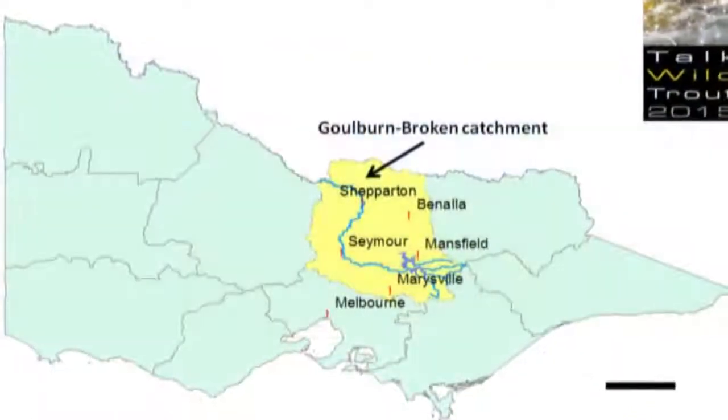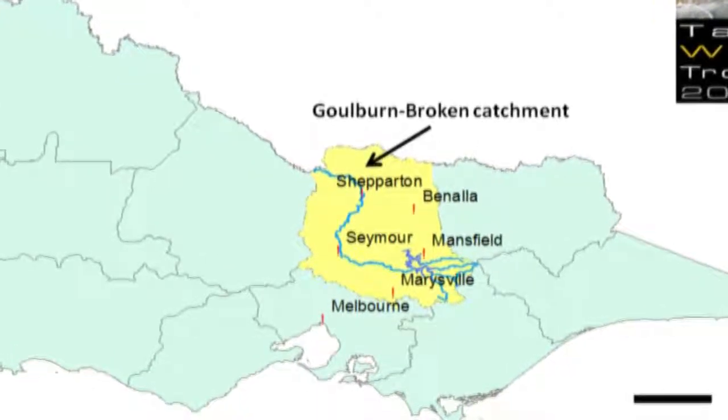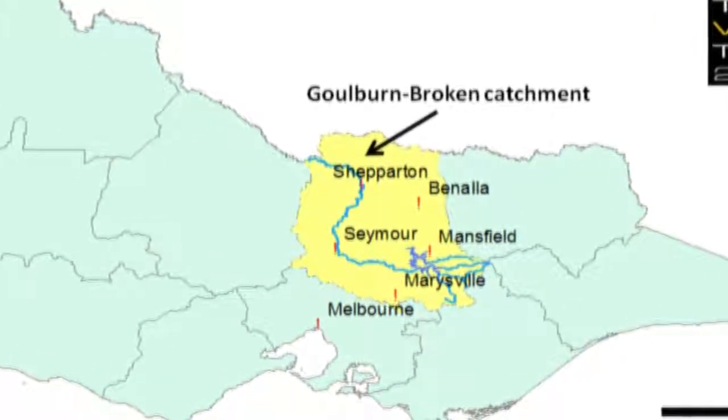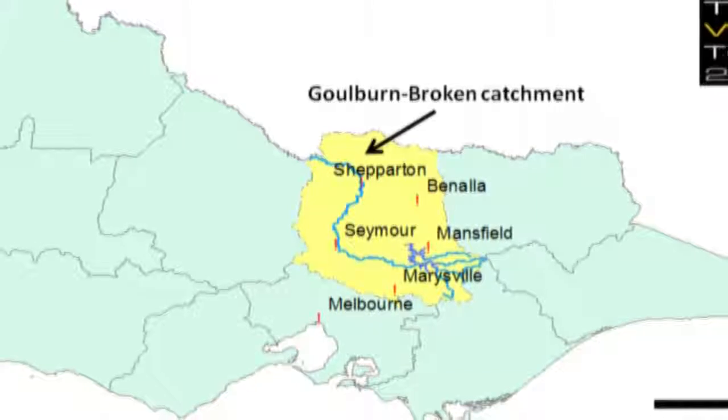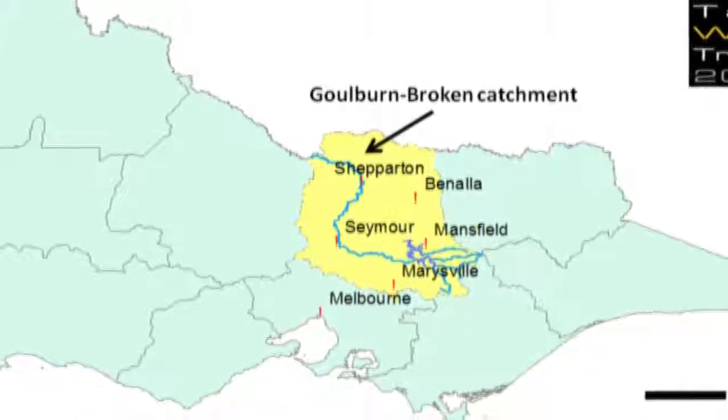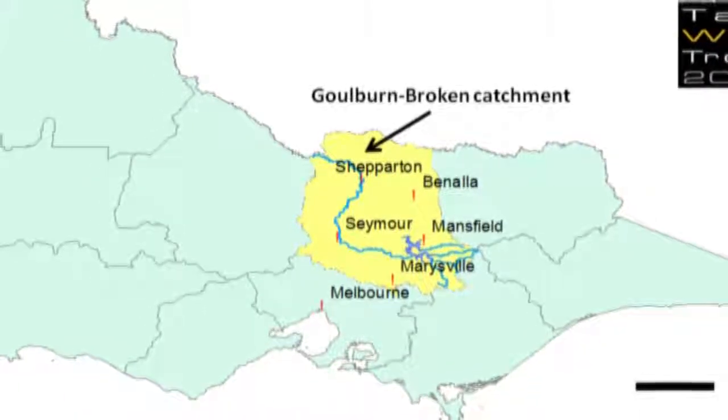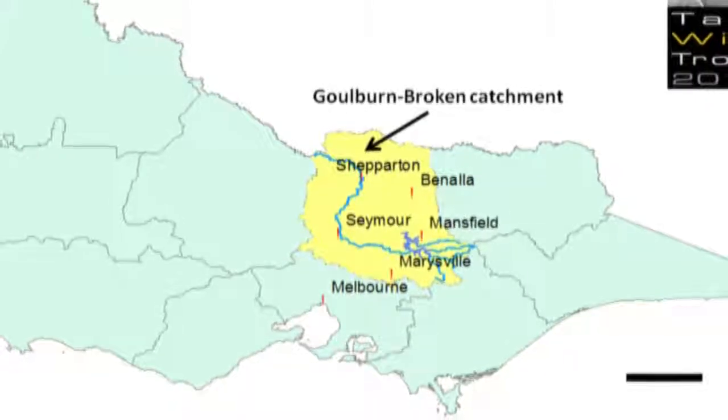Okay, so where are we? Well, this little yellow area, we all know where we are. We're in Mansfield here. This is Lake Eildon. Basically, this yellow area is what we call the Goulburn Broken Catchment. And this is the area which is managed by the Goulburn Broken Catchment Management Authority, and the state is obviously split up into these various CMAs.